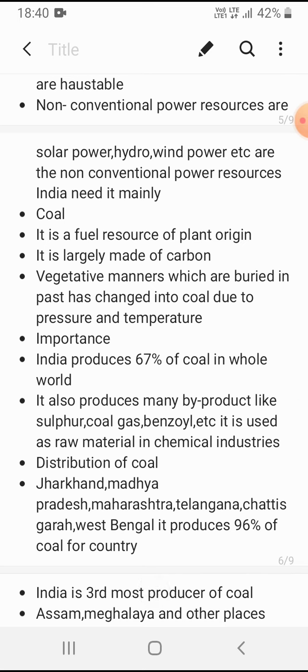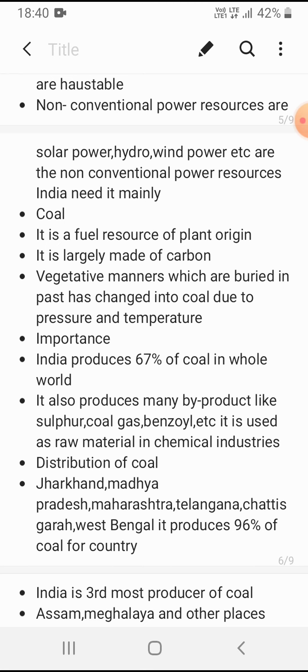India produces 67% of coal in the whole world, as well as many byproducts of coal like sulfur, coal gas, benzol, and other things. It is also used as a raw material in many chemical industries.